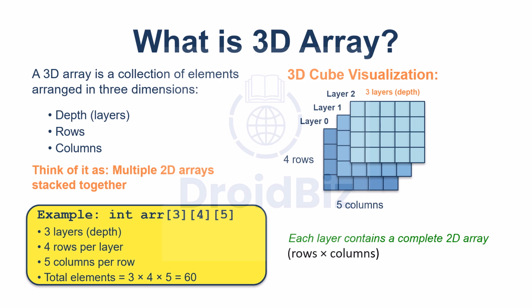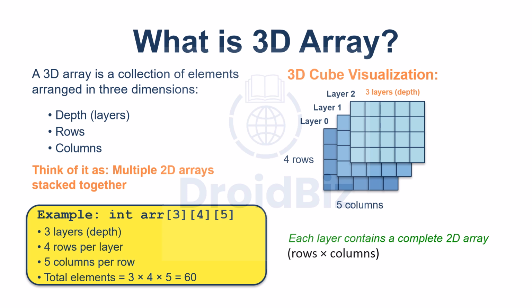When we declare int ARR[3][4][5], with 3 in the first bracket, 4 in the second bracket, and 5 in the third bracket, we create a 3D array. This array has 3 layers of depth. Each layer has 4 rows. And each row has 5 columns. The total number of elements equals 3 times 4 times 5, which is 60 elements.